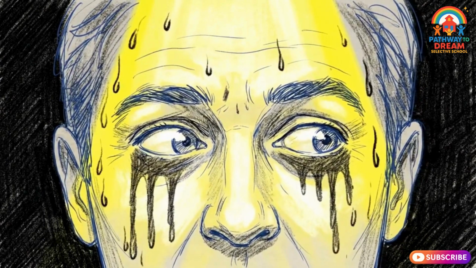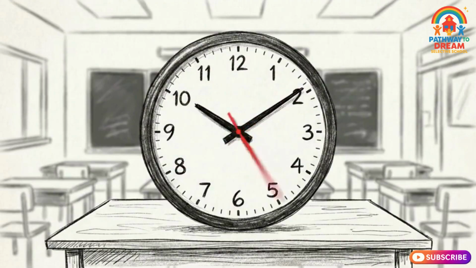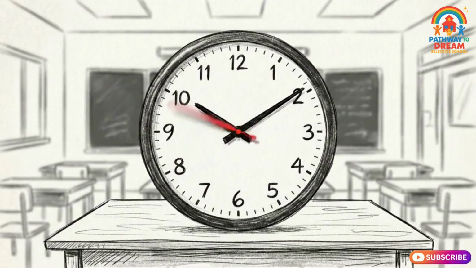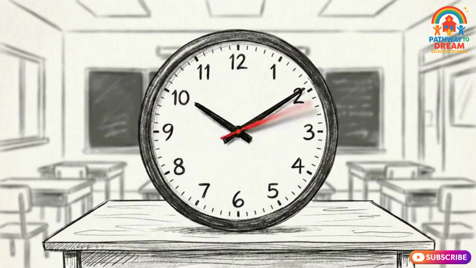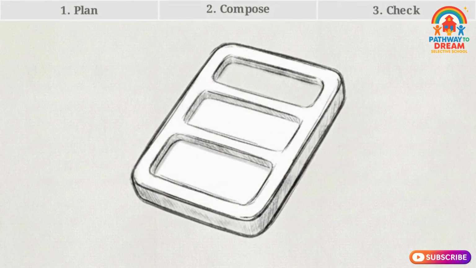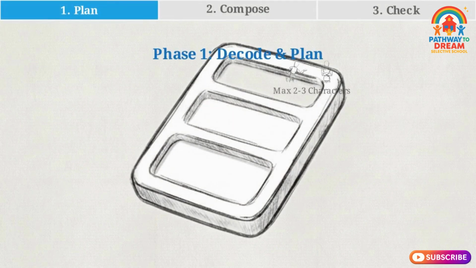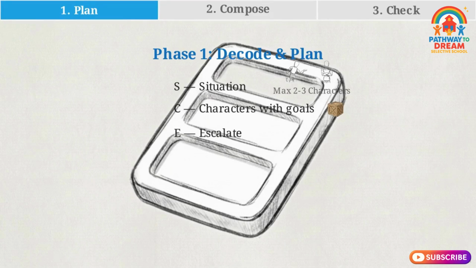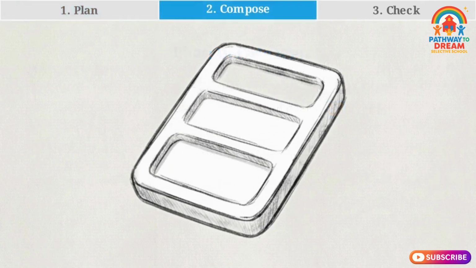You only have 30 minutes to complete the selective writing test. To build a strong scene in that tight window, you need a reliable process. This timeline breaks down your 30 minutes into 3 phases. Phase 1 is decode and plan. Keep your cast small, 2 or 3 characters max, and plan using the SCENE acronym. S is for situation, C is for characters with goals, E is for escalate the problem, N is for a new development or turning point, and the final E is for ending.